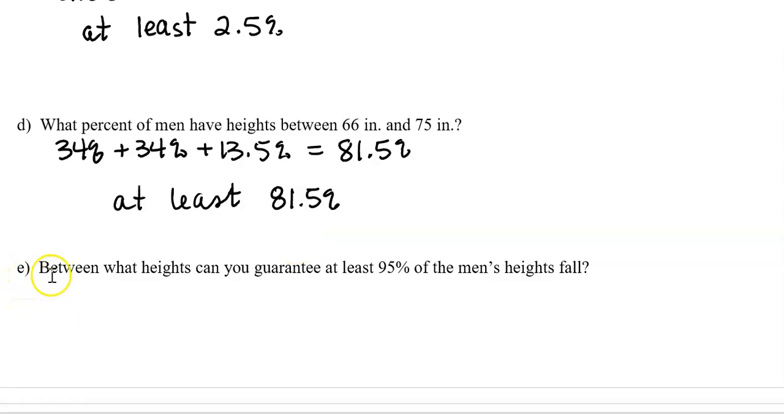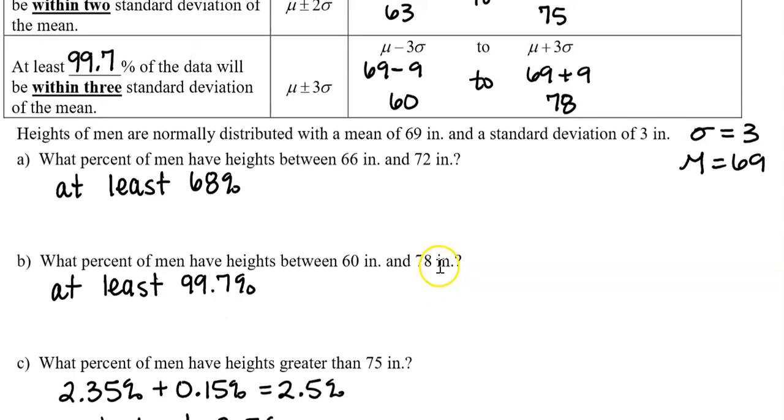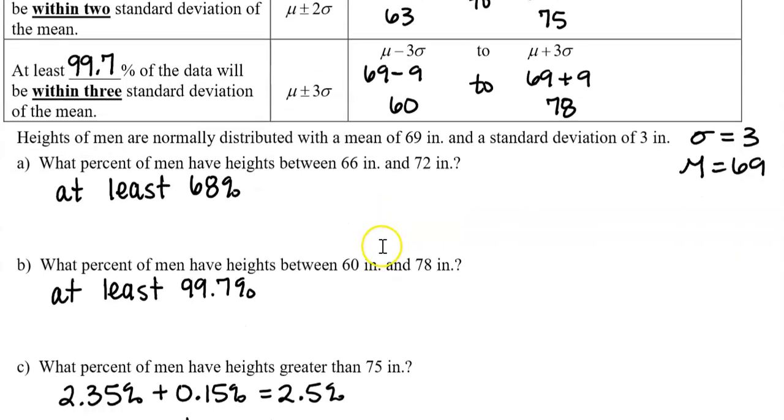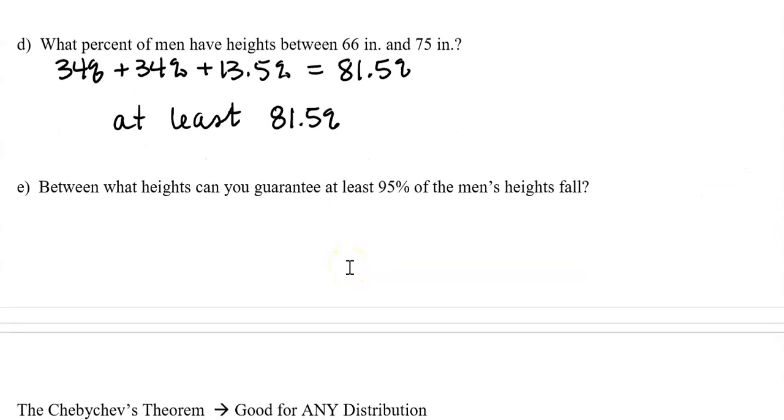Question E reads, between what heights can you guarantee at least 95% of the men's heights fall? So we want to know what we can say about 95%. Well, we could pick that off right here from this second row in this table. At least 95% of these men will be between 63 inches and 75 inches. So that is our answer for part E. And those are some examples of how we use the empirical rule.